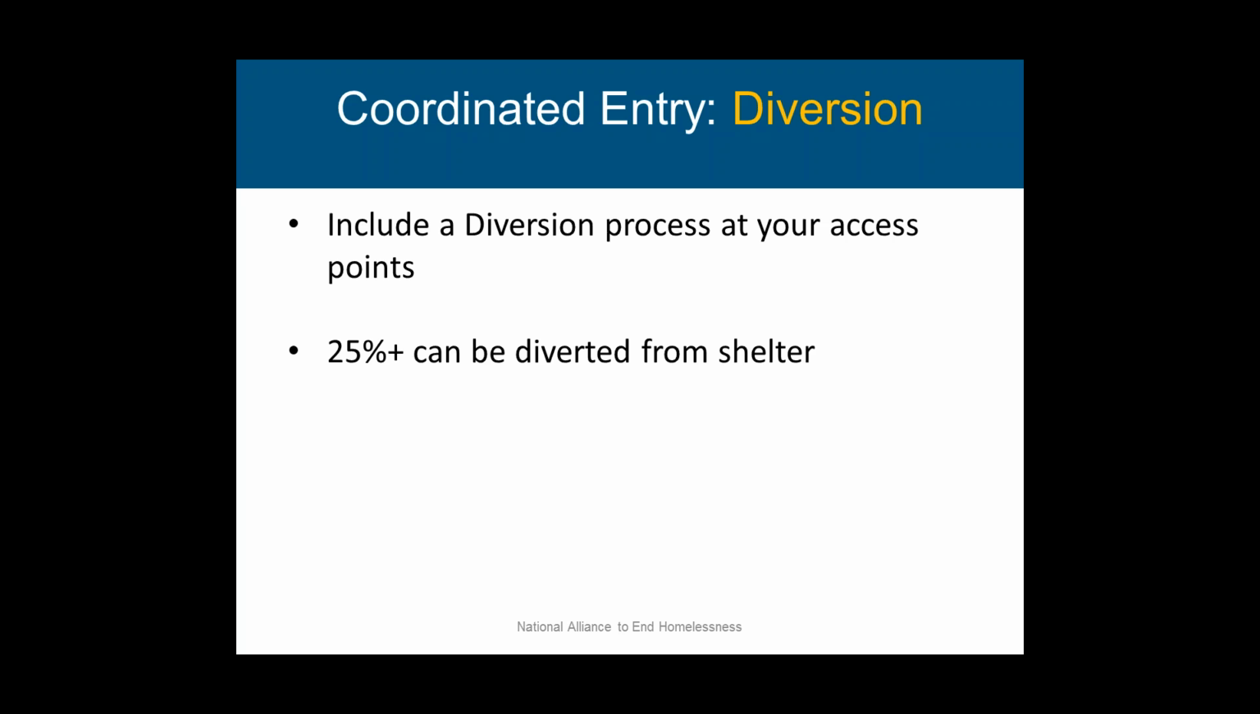It can be something that happens earlier, because it's really important to know our data shows that on average, 25% or more of people who are coming into the system can actually be diverted from shelter. They have a place to stay. They don't necessarily need to come into the shelter system or become homeless. So that's very important. We're seeing much higher numbers from certain places about people being diverted, which is very helpful because you're reserving your resources for the people who are most in need.